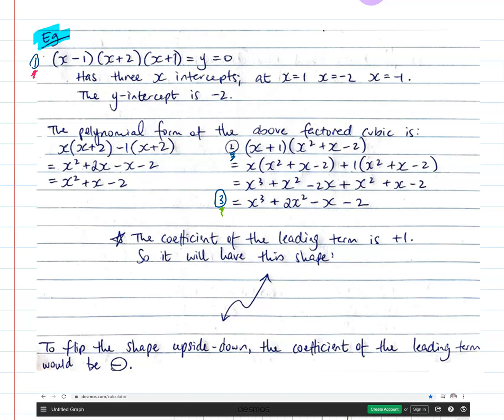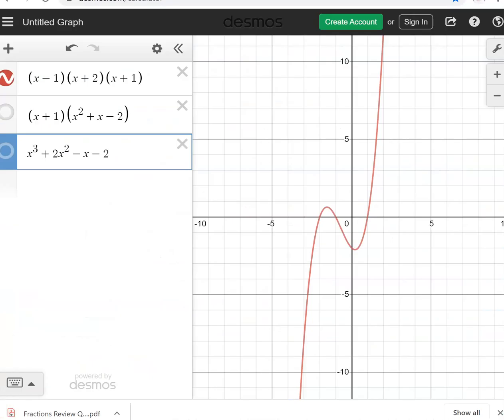So if we actually graph that and have a look, we can see that, as expected, (x minus 1)(x plus 2)(x plus 1) has 3 x-intercepts, 1 at negative 2, 1 at negative 1, 1 at positive 1, as we expected, and a y-intercept at negative 2, which we also expected.